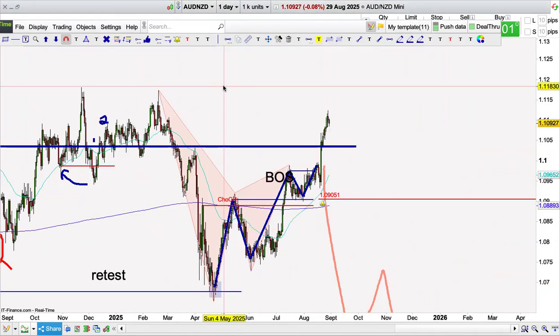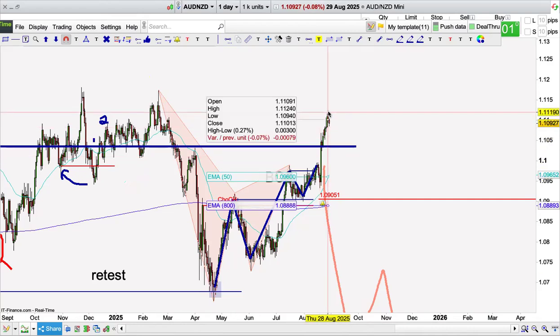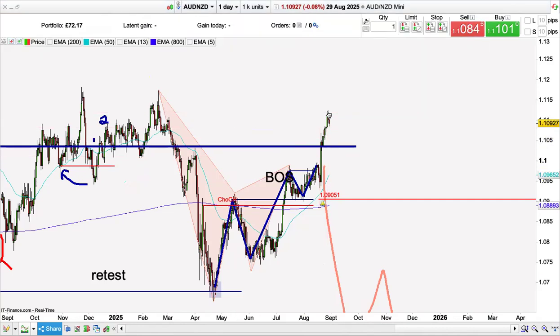AUD NZD, this was a really good trade from us, so I'm really pleased with it. We had the Gartley sell-off, which brought us into a second higher high, higher low. There's 1, there's 2, and there's 3. Easy as that. This gave us 150 pips. It's a great trade. It was counter trend. I did warn people of that.